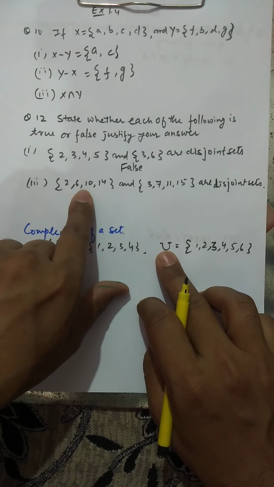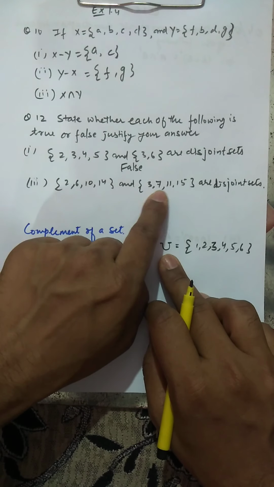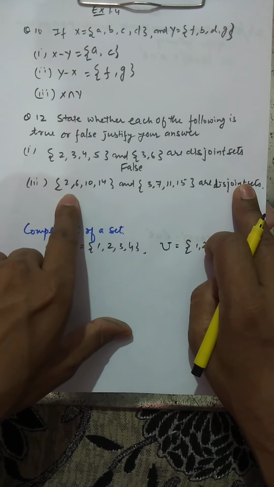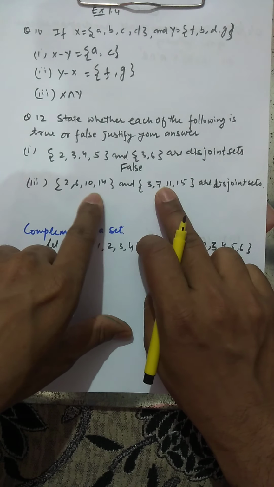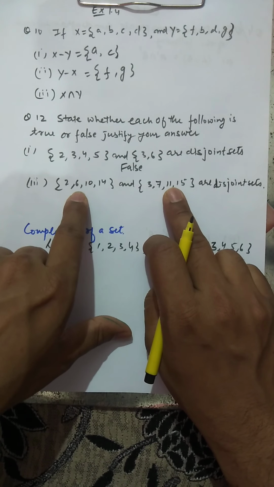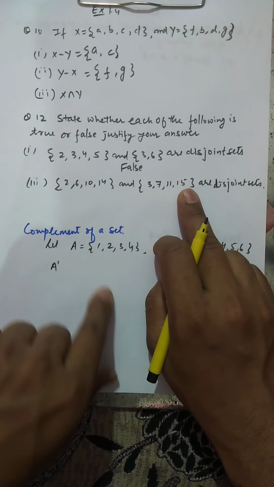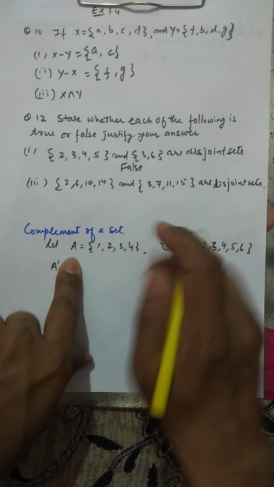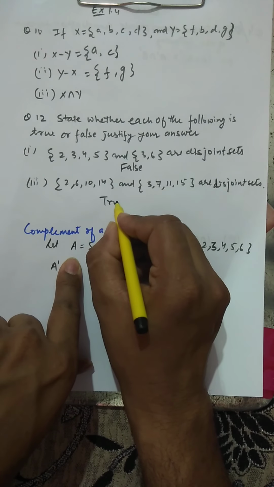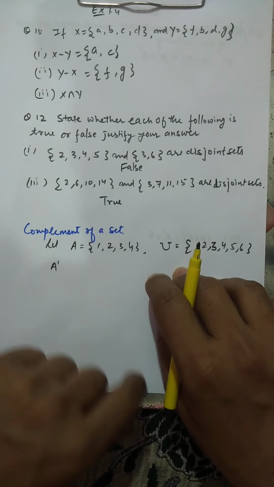Come to this: {2, 6, 10, 14} and {3, 7, 11, 15} are disjoint. So you check whether any element is common. 2 no, 6 no, 10 no, 14 no. So there is no common element. So we can say this is true, because the intersection is empty.